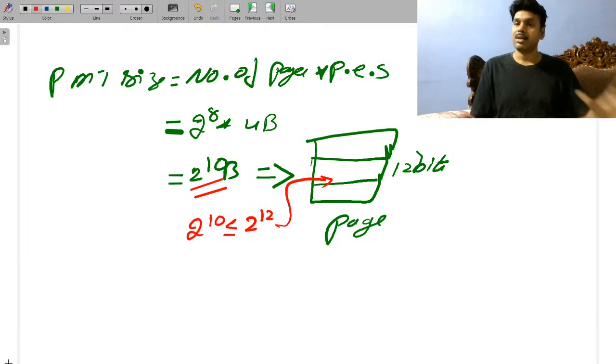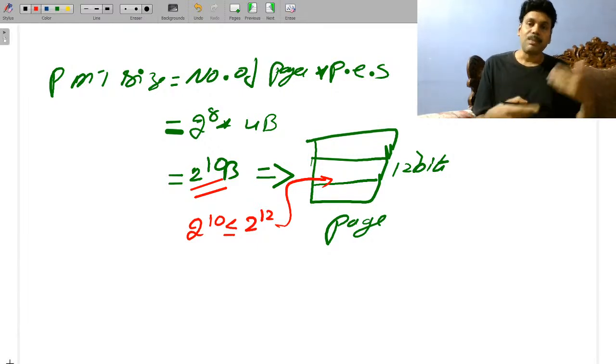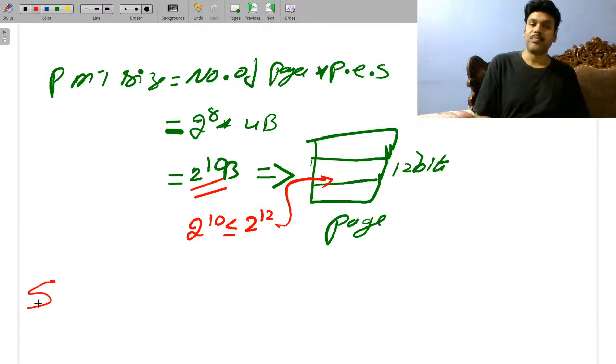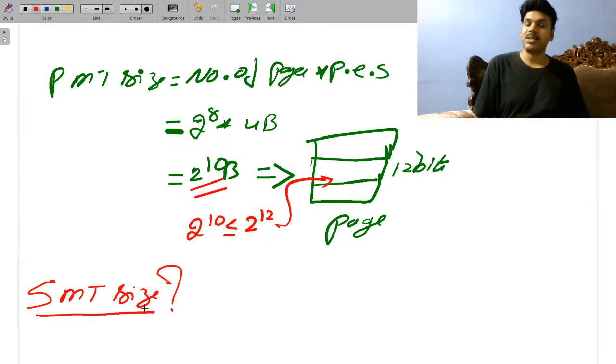What is that? When you are unable to allocate an entire segment, better you allocate it into small portions called pages. But there is another issue. What is that other issue? What is the segment table size? Please understand, what is the segment table size?